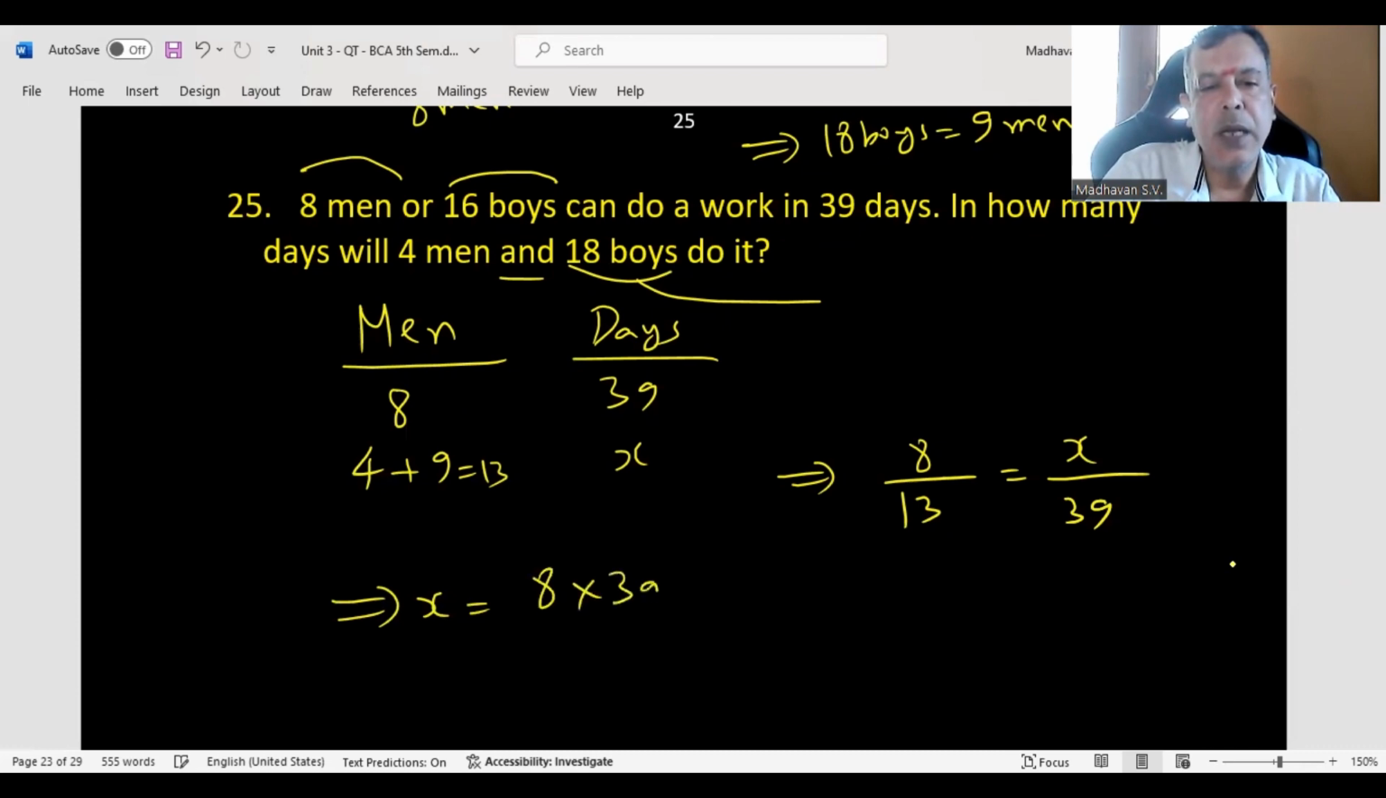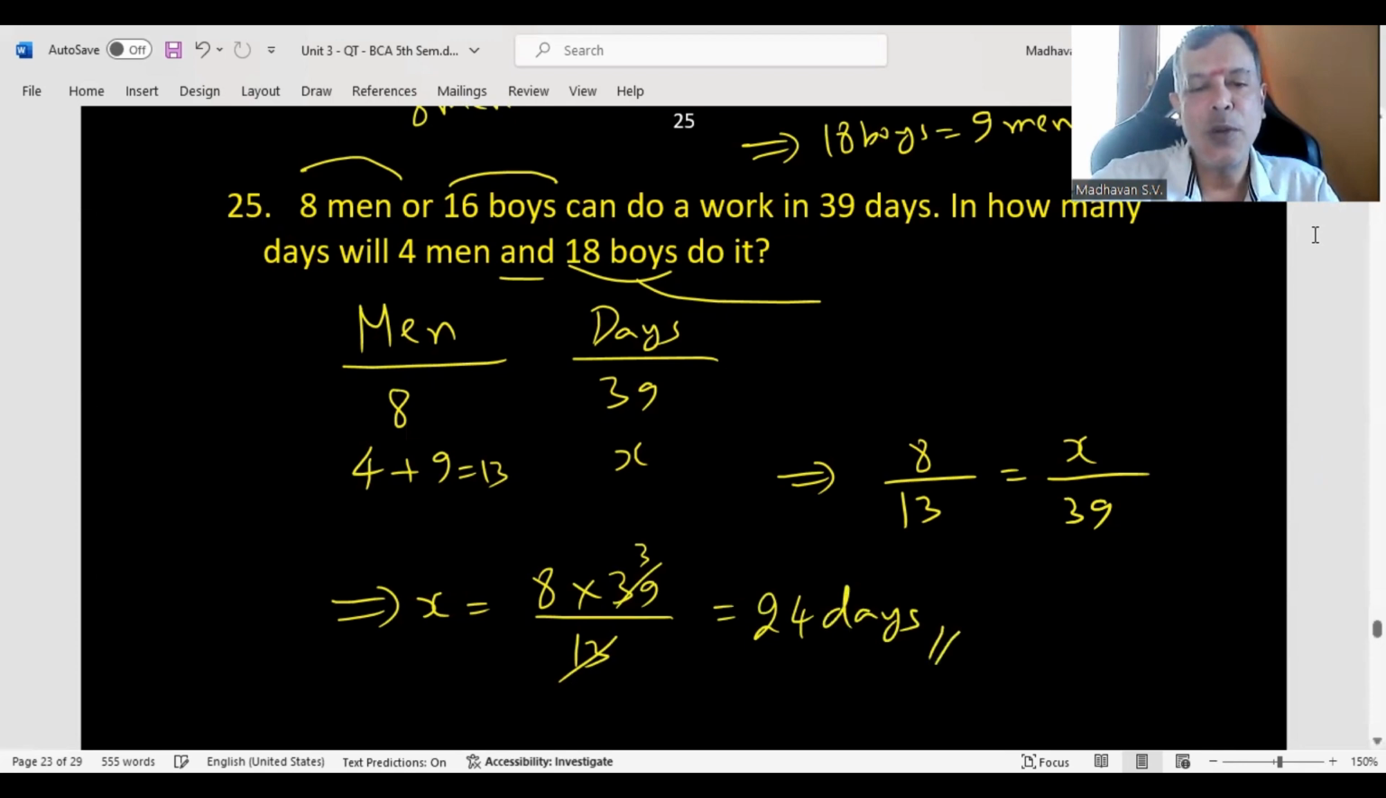So we can rewrite this as 8 by 13 is equal to x by 39, which means our x is 8 into 39 by 13. This goes with this 3 times. So 24 days they will take to complete the same job. Let us move on to the next question.